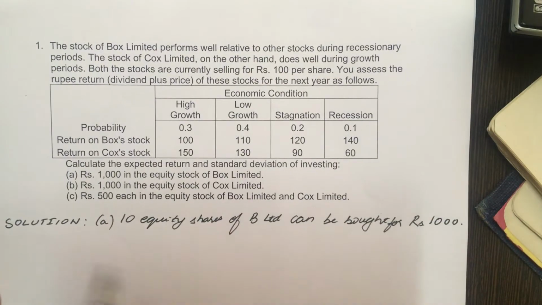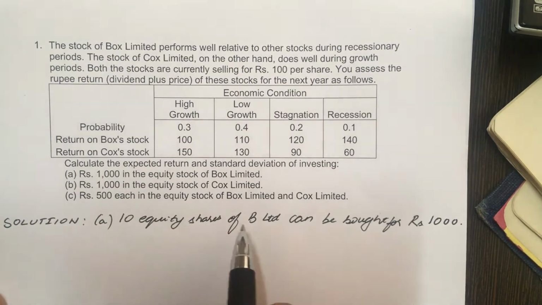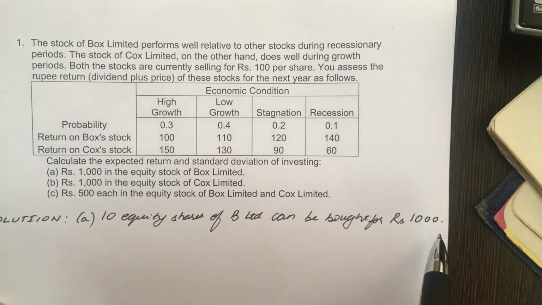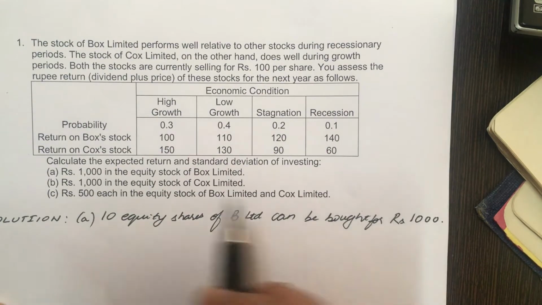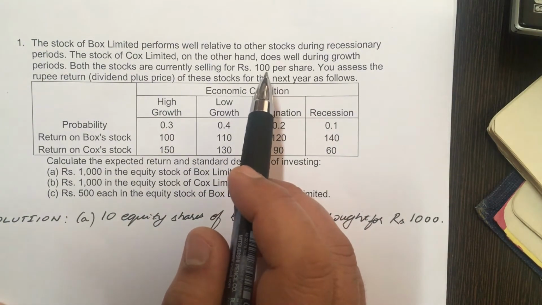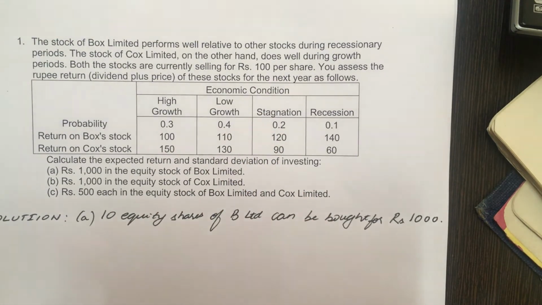Now, solution. Let's solve A first. 10 equity shares of Box Limited can be bought for rupees 1000. Why? Because you have 1000 with you and the price per share is 100 rupees. So how many equity shares can you buy? Obviously, you can only buy 10 equity shares.